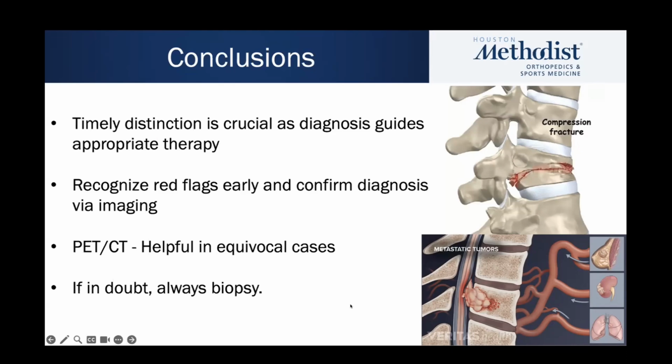I think sometimes I find myself not wanting to do a biopsy because I don't want to inconvenience a patient who I think likely has a compression fracture. But it's kind of like appendectomies. If you never take out a normal one, then you're probably missing some. So I think it's always a good idea to err on the side of caution with biopsy.